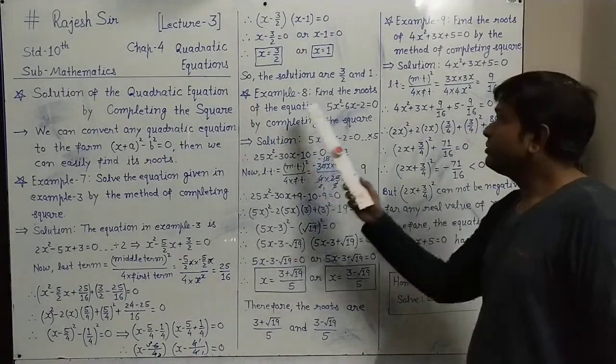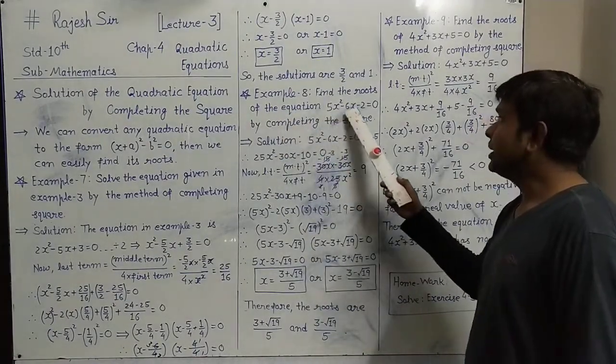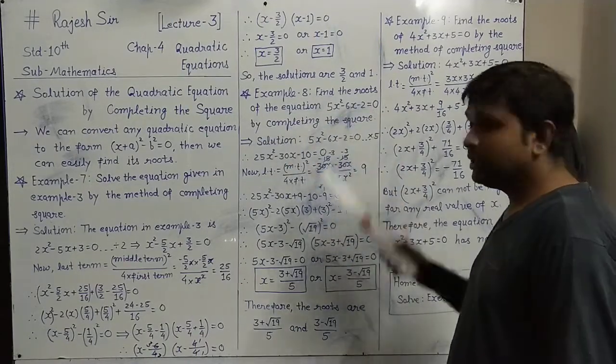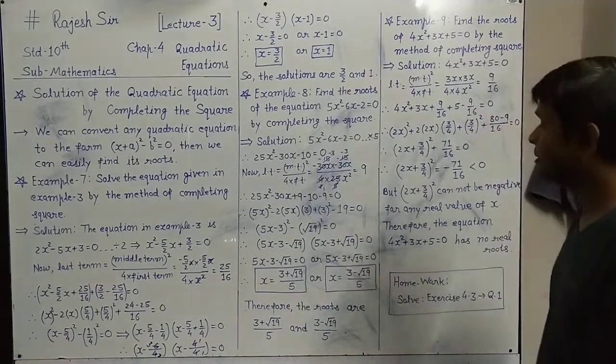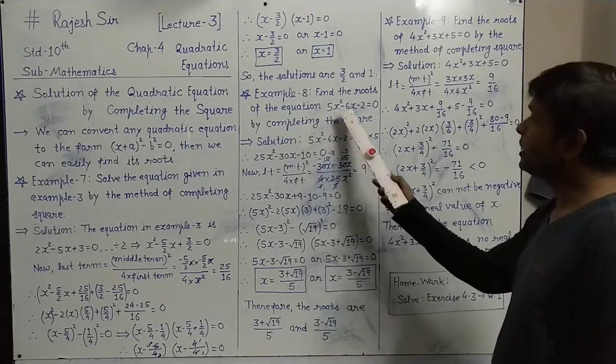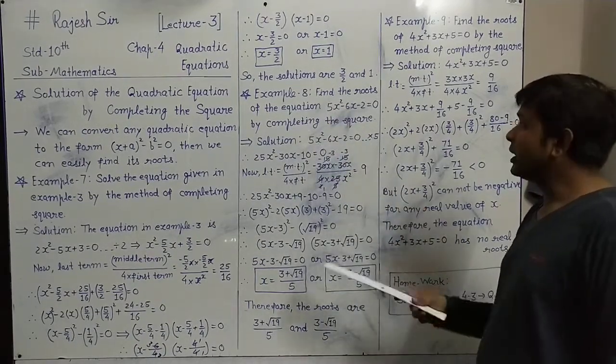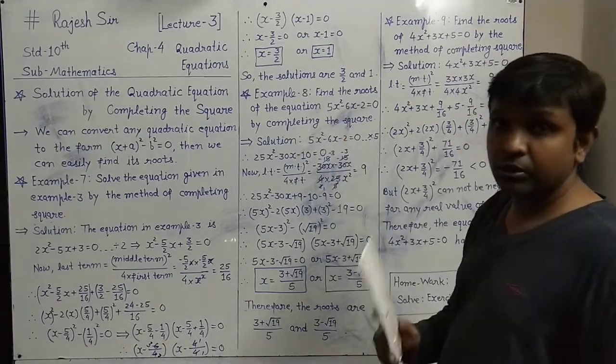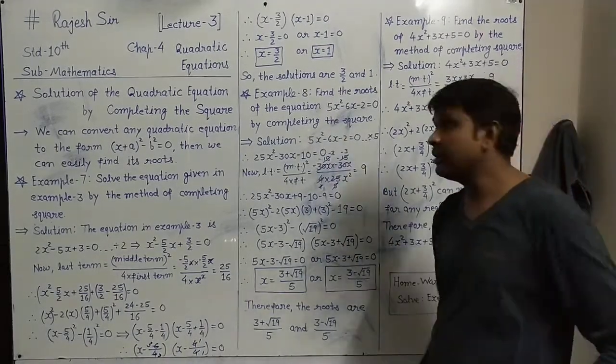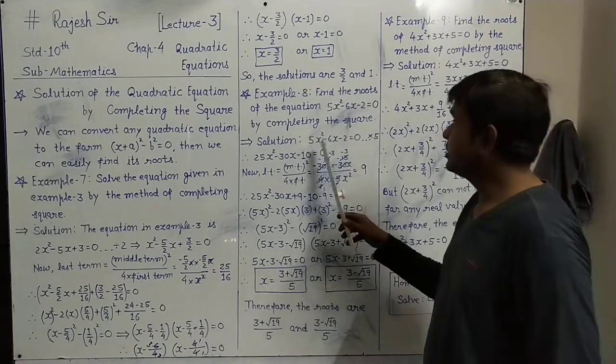Next example is: find the roots of the equation 5x square minus 6x minus 2 equal to 0 by completing the square. Same method we have to apply. So the solution: the given equation we have written first, 5x square minus 6x minus 2 equal to 0. Again the first term must be made a square form. For that, this is 5x square.